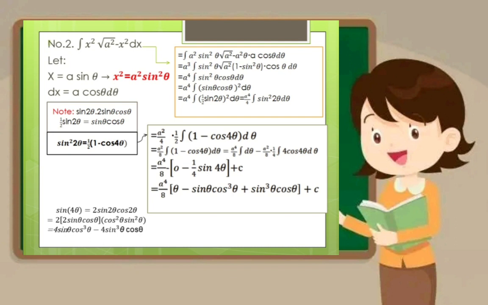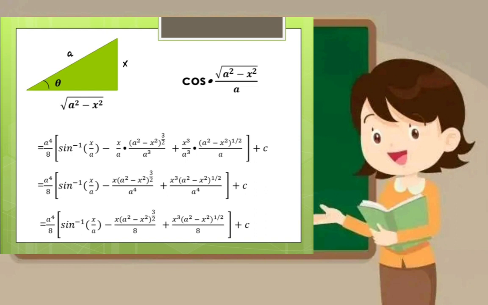So we need to determine the value of cosine of theta. Again, by drawing a right triangle, this is theta, so sine of theta is x over a. So this is x and this is a, making this one the square root of a² minus x². So cosine of theta is equal to adjacent, which is the square root of a² minus x², divided by the hypotenuse, which is a.